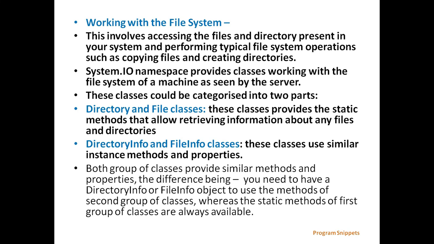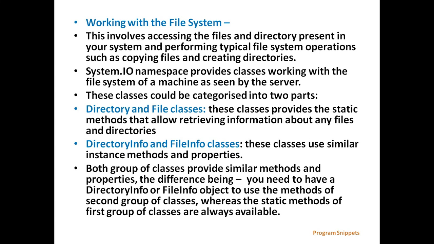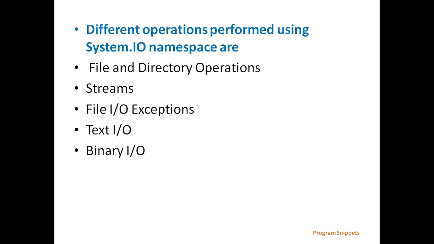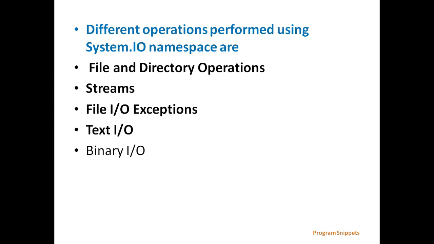These classes use similar instance methods and properties. Both groups of classes provide similar methods and properties. The difference is that you need to have a DirectoryInfo or FileInfo object to use the methods of the second group of classes, whereas the static methods of the first group of classes are always available. Different operations performed using System.IO namespace are file and directory operations, streams, file input-output exceptions, text input-output, and binary input-output.